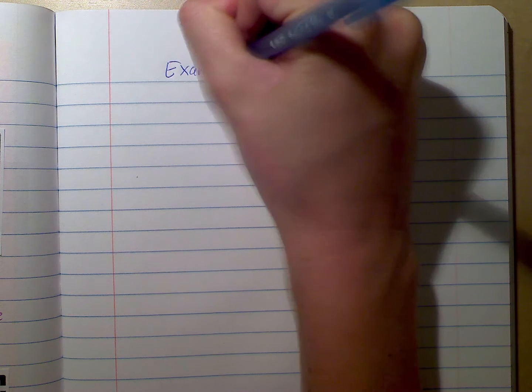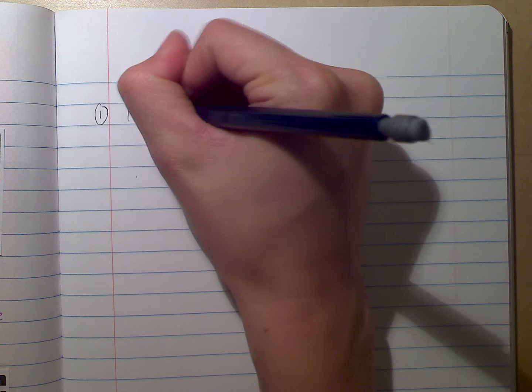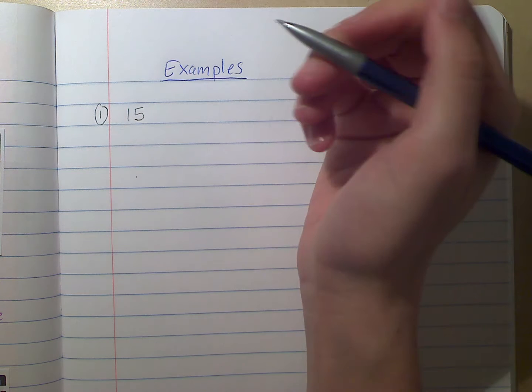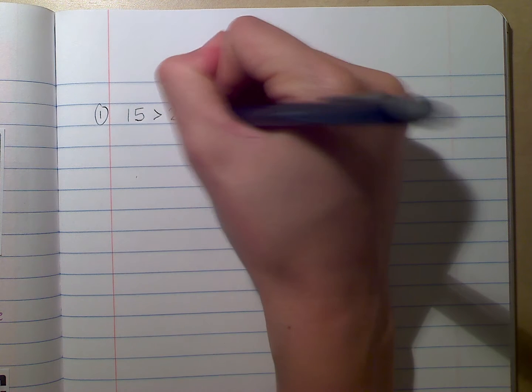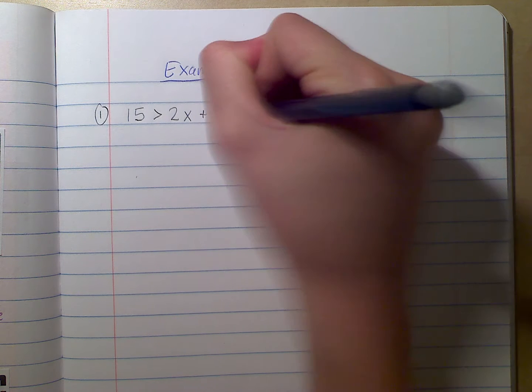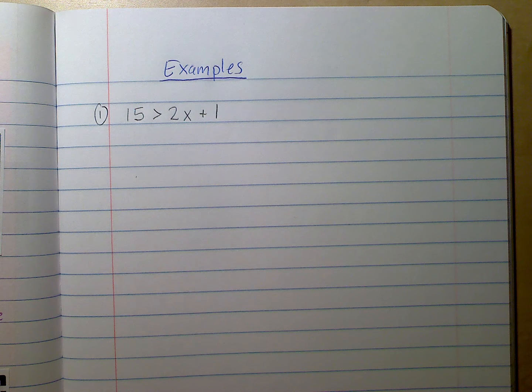Now I'm on the right side of the page, and this is examples. I'm just going to do 2 examples so you have a chance to try it. So, first example. Please copy it carefully. 15 is greater than 2x plus 1. Okay, so I'm just going to follow the directions on the left side.